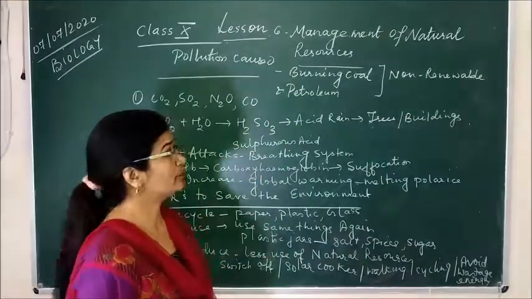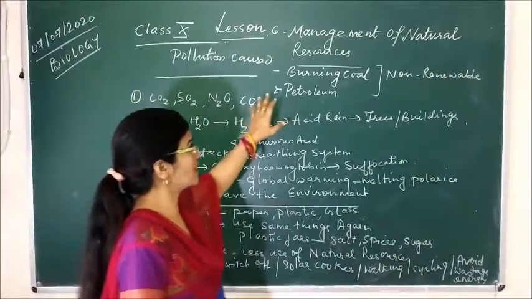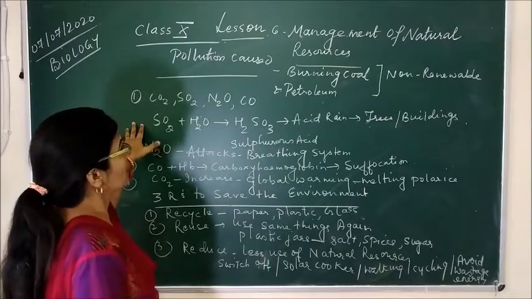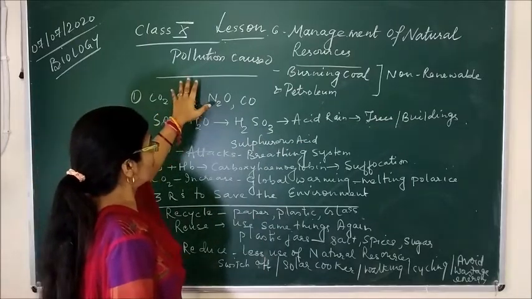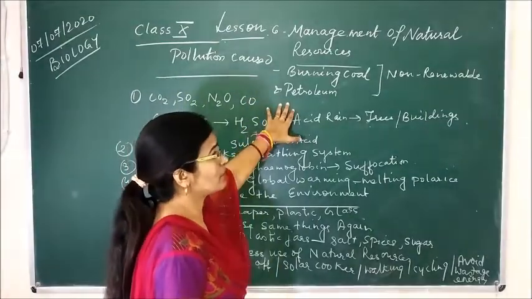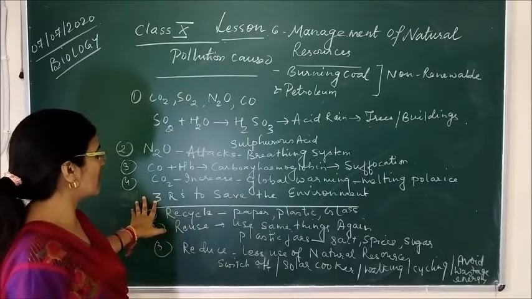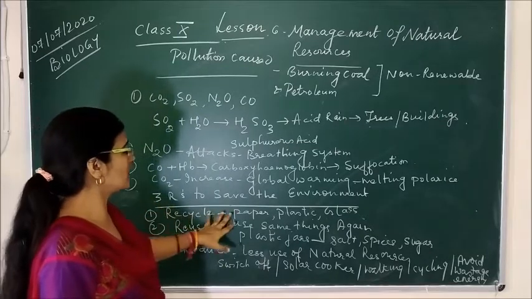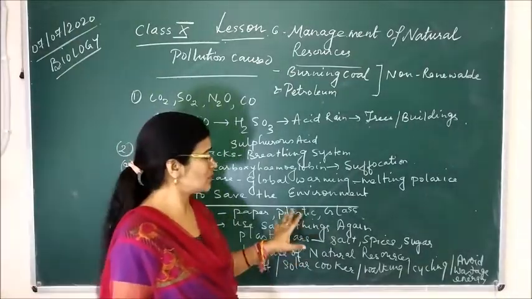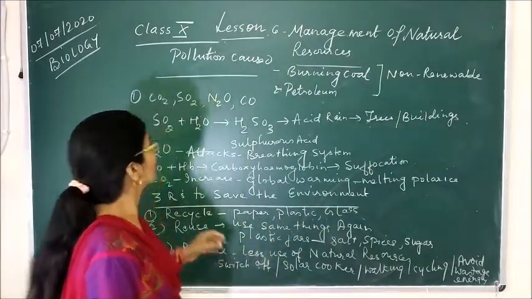Good morning, children. Today we'll deal with the last two topics left in Lesson 6, Management of Natural Resources, Class 10 Biology. The topic which is left is the pollution caused by burning fossil fuels, that is coal and petroleum. And the last is the different methods to save the environment, that is the 3 R's. After that, you write the notes and question answers of this lesson. Then from next class, I will teach you the next chapter.